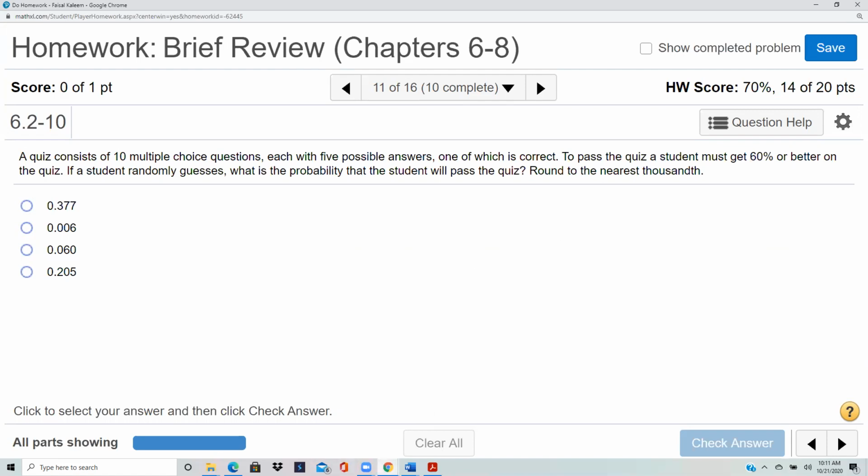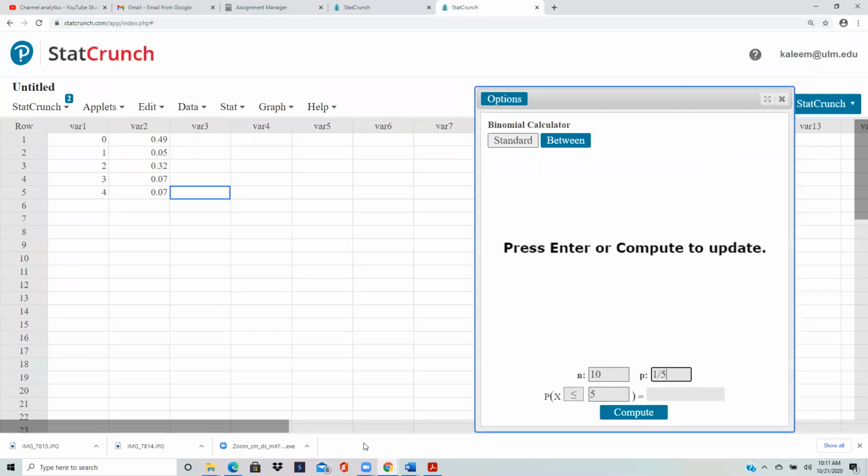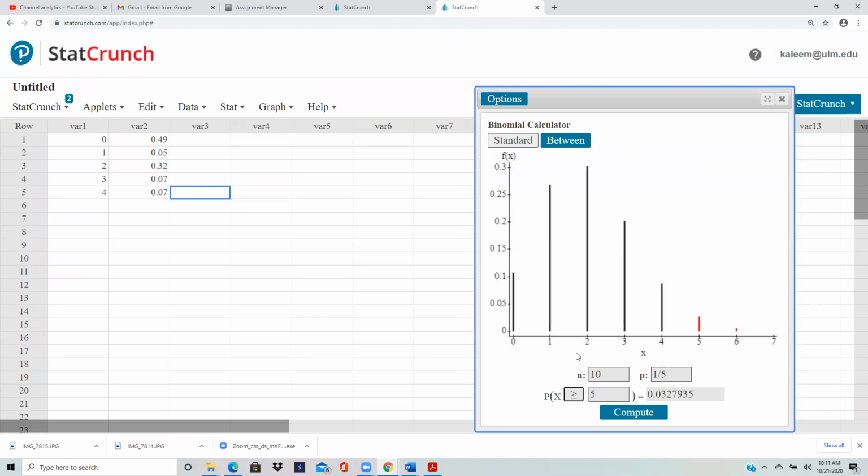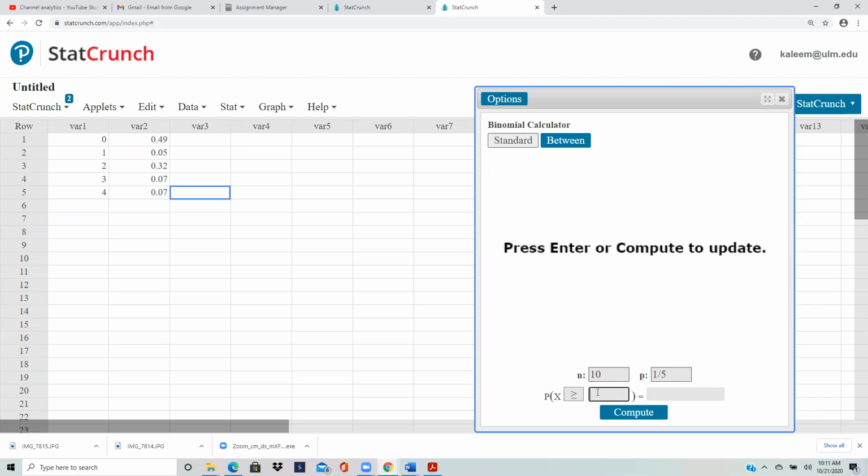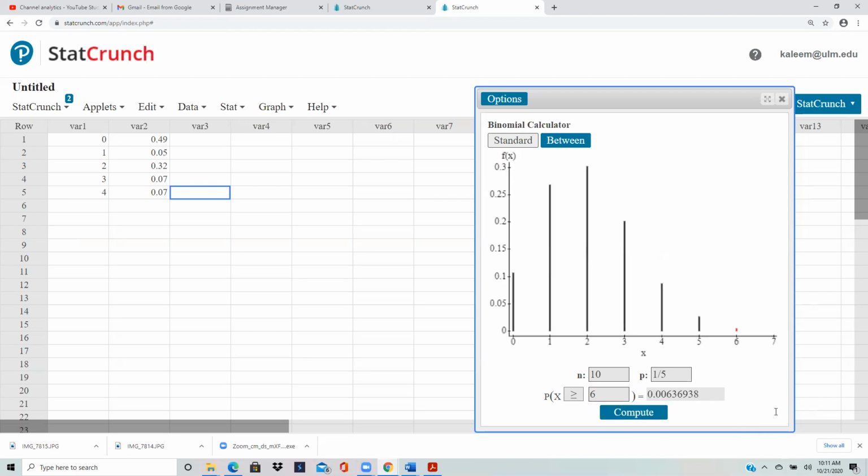So what should we do? Should we select equal to 6 or what? Either equal to 6 or greater. So greater than or equal to 6. Right. Not 60, but 6, right? Because X is how many questions you get right. So the answer is 0.0064.